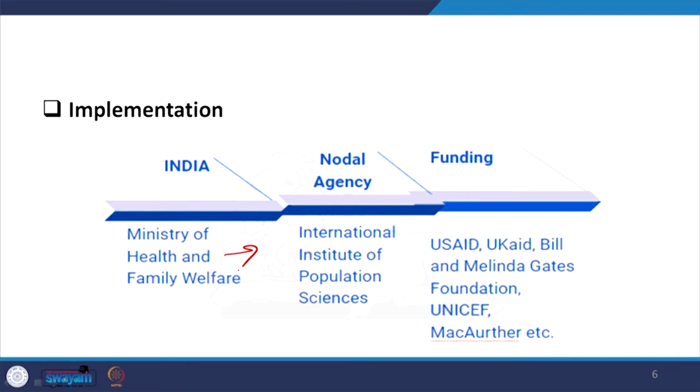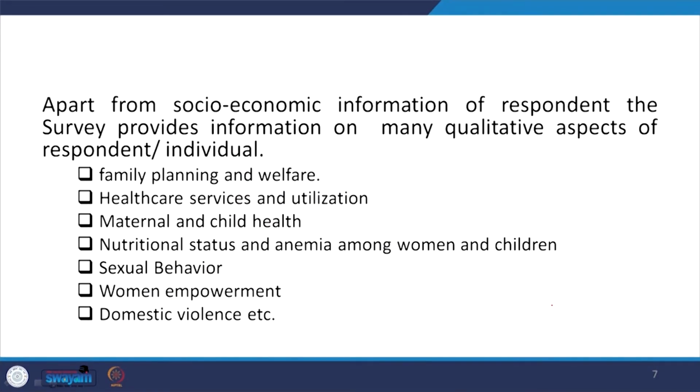Now, so far as the implementation of NFHS is concerned, as I mentioned, it is MOHFW and the nodal agency IIPS, and then the funding agencies are all those. Even MacArthur is also important as a source of funding. You can take a note.